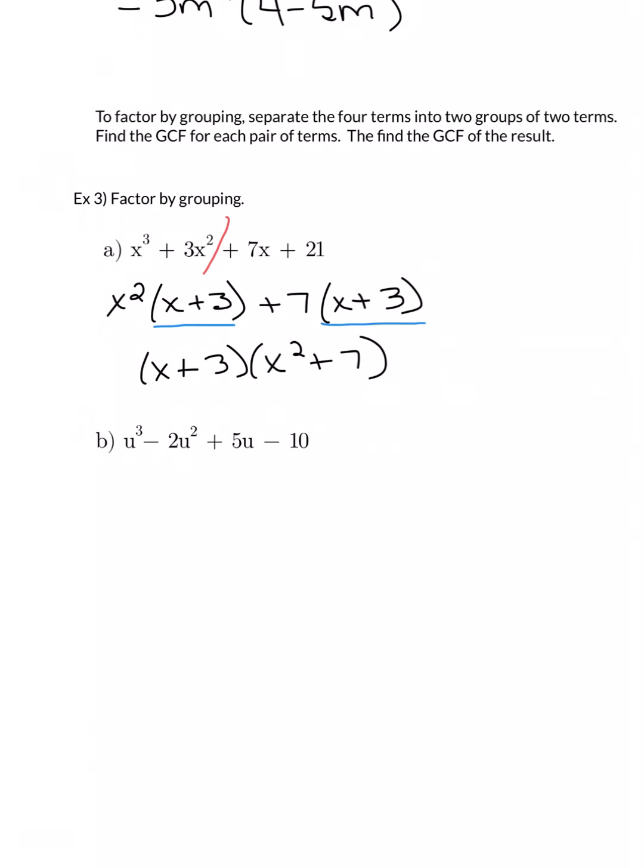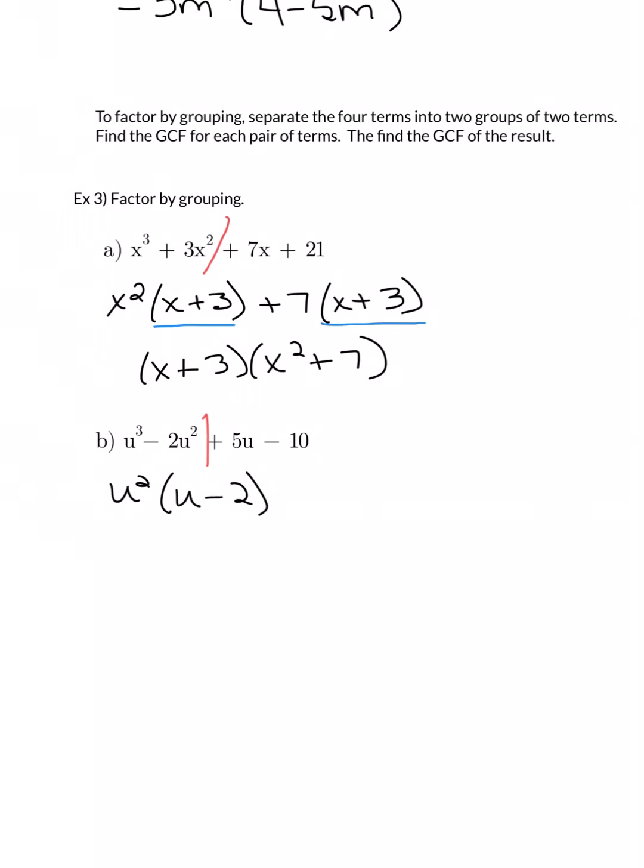In looking at our next example, we have 4 terms, so the first thing we're going to do is split it in half and look at it 2 terms at a time. On the first 2 terms of u cubed minus 2u squared, what's in common? U squared. If I take u cubed divided by u squared, there's a u left. Take negative 2u squared divided by u squared, what's left is negative 2.